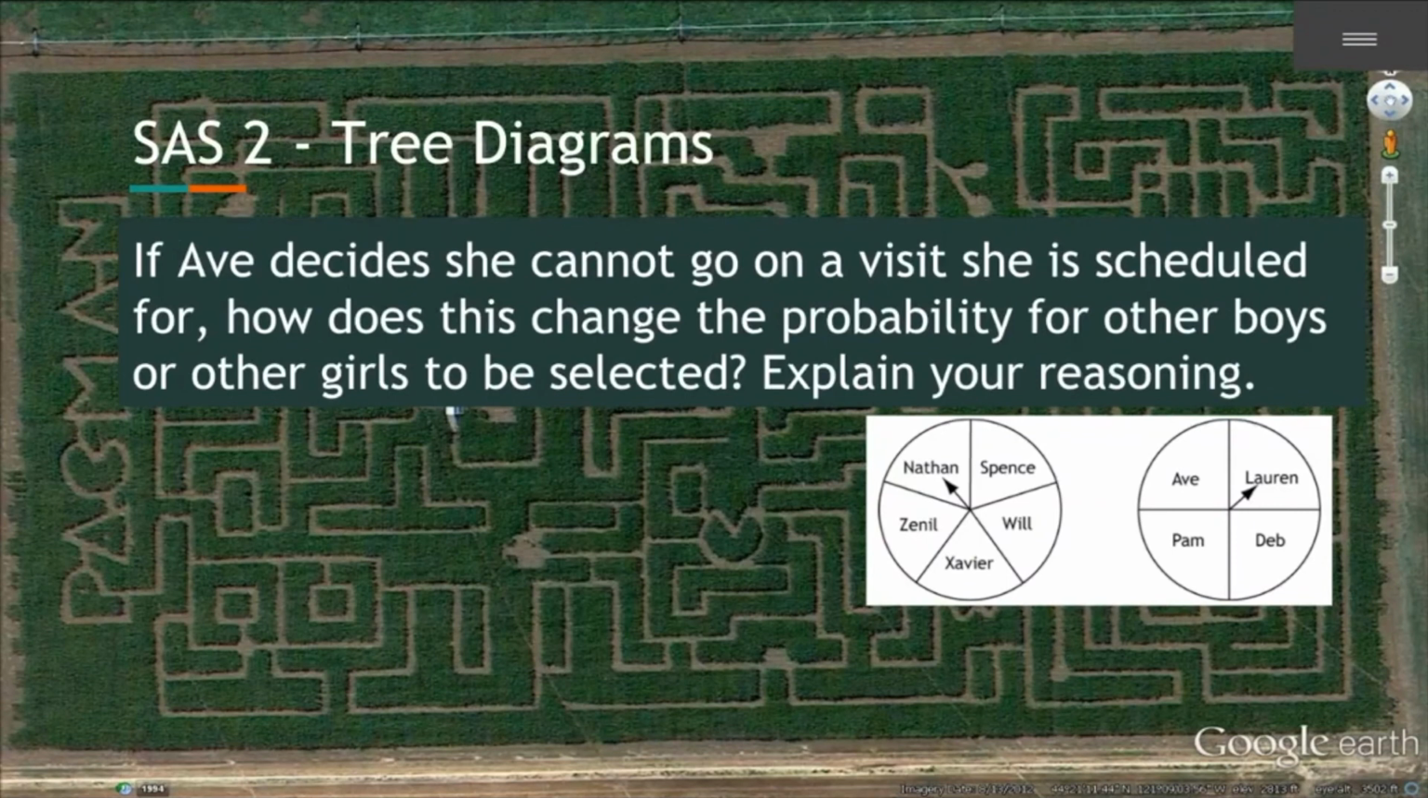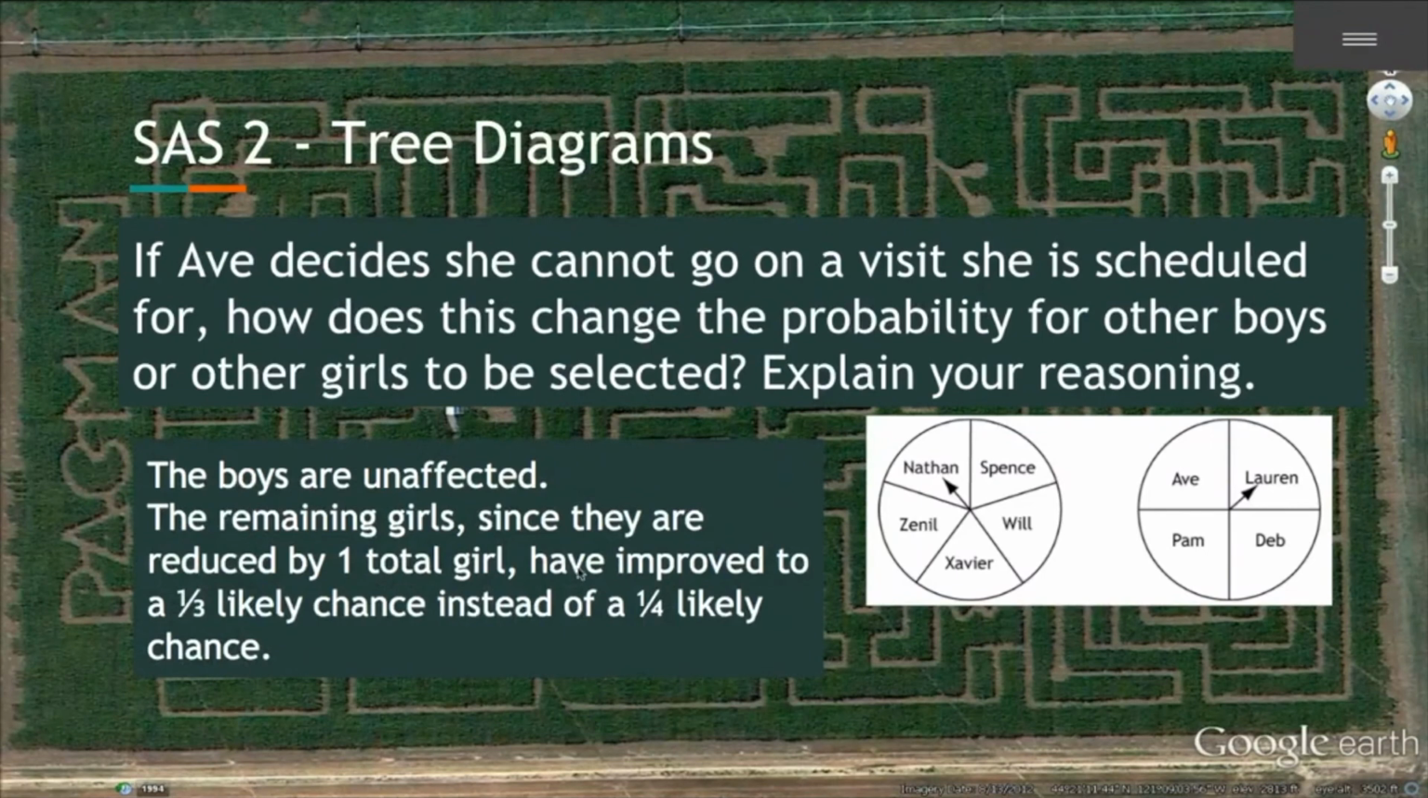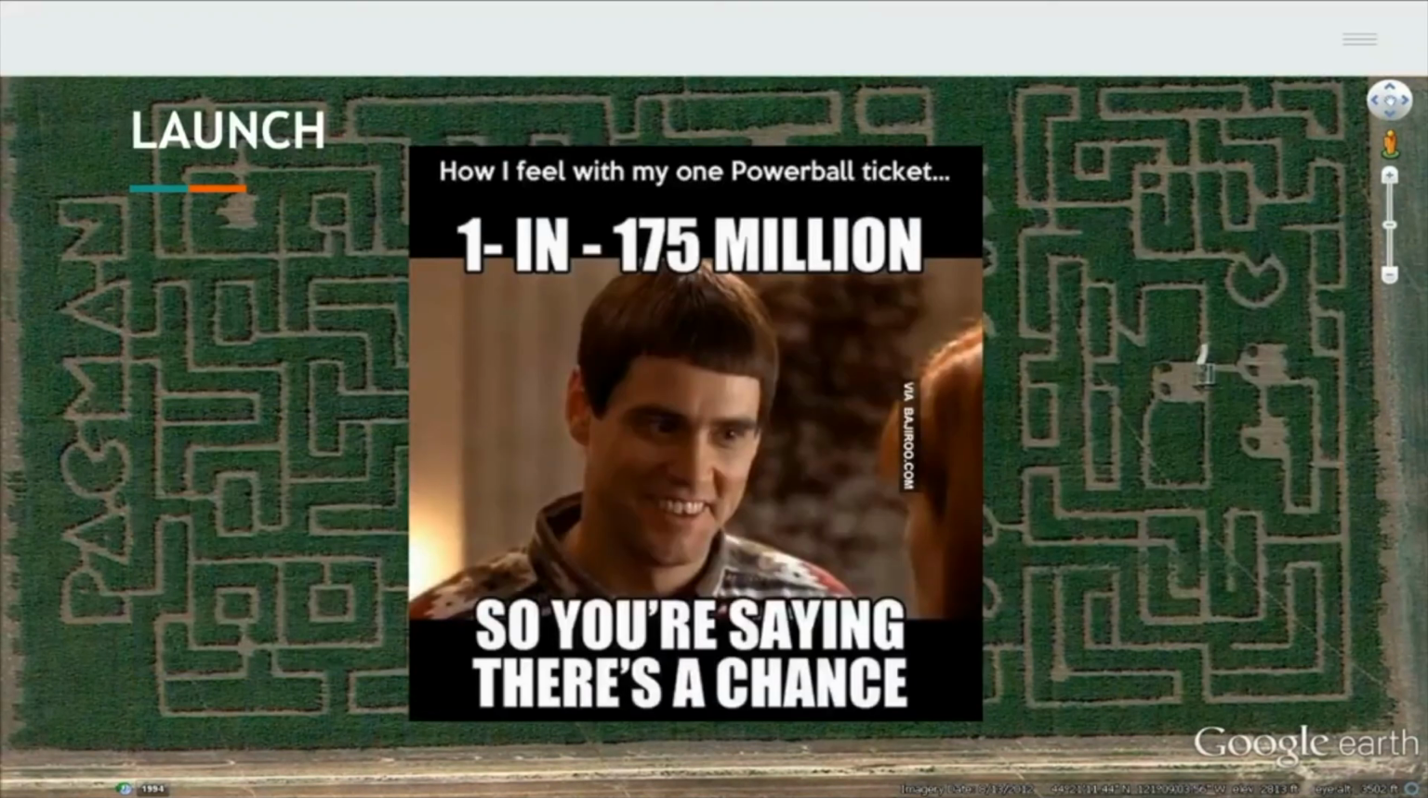If Ivy decides she can't go on a visit she's scheduled for, how does this change the probability for other boys and other girls to be selected? We have to explain the reasoning. The boys are unaffected because we're talking about taking a girl away, not a boy. So the boys are unaffected. Still going to have a 1/5 chance for any boy. So the remaining girls, since they have reduced by 1 total girl, they have improved to a 1/3 likelihood for each one instead of just a 1/4.